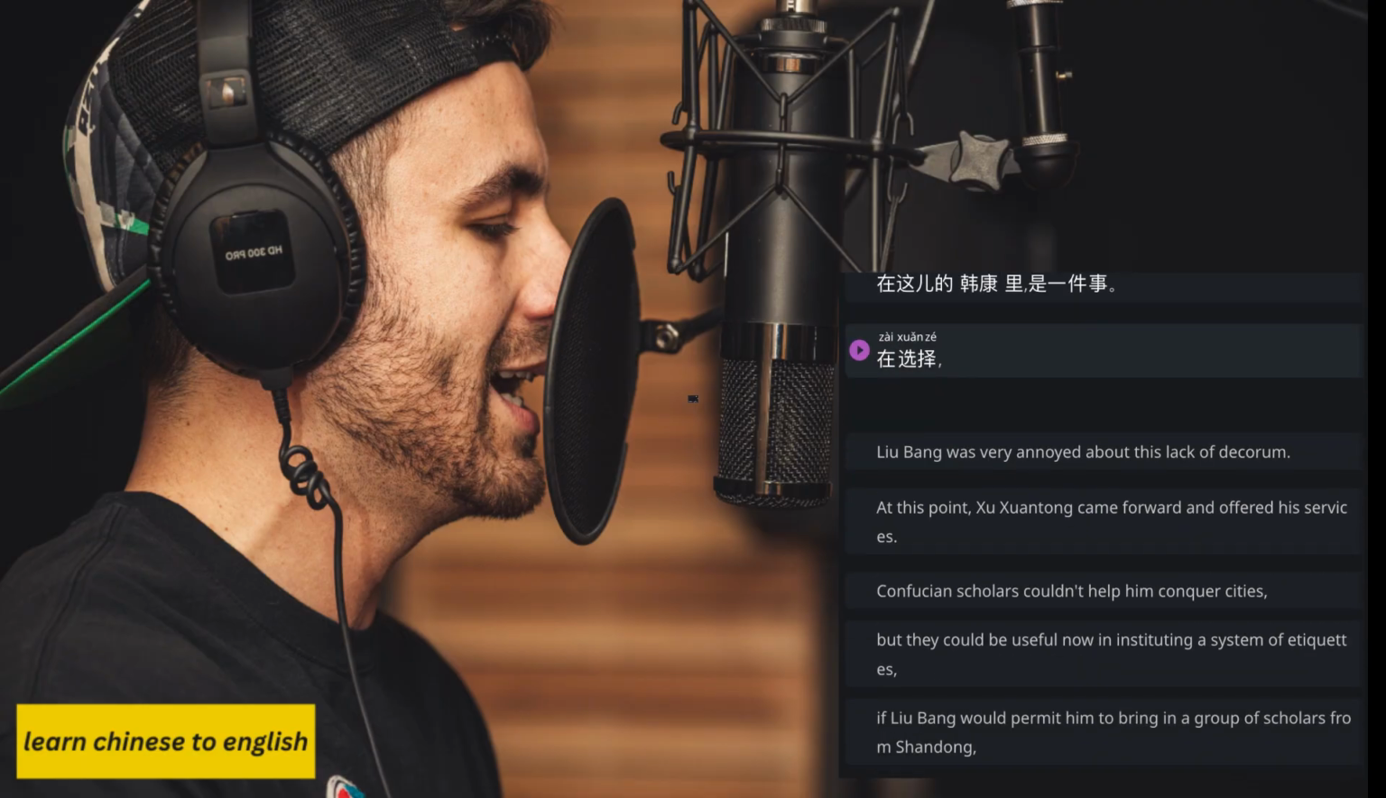But the lack of a code of conduct meant that the early Han court was a disaster. In court, ministers who disagreed drew their swords at each other and threatened fights. At banquets, officers got drunk and screamed and shouted at each other and urinated behind pillars and generally behaved like the men on the wrong side of the tracks that they basically still were. Liu Bang was very annoyed about this lack of decorum.